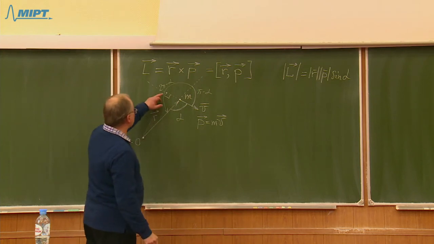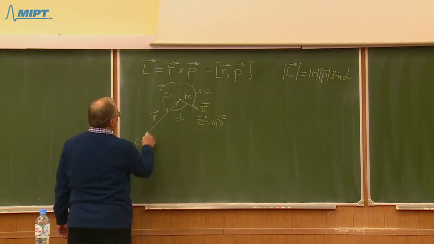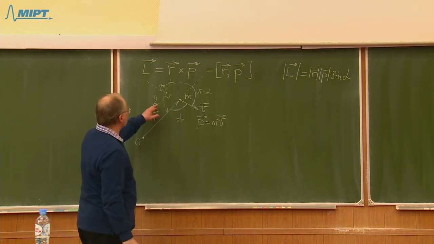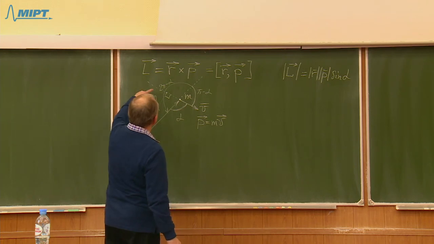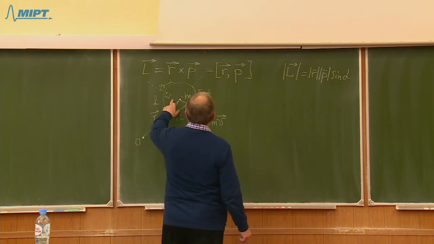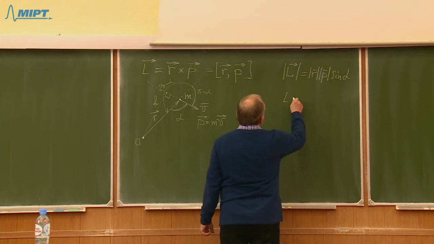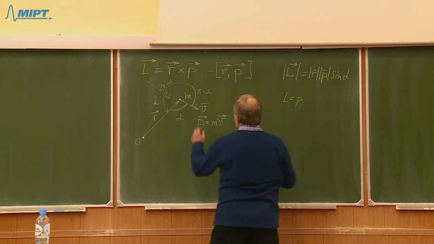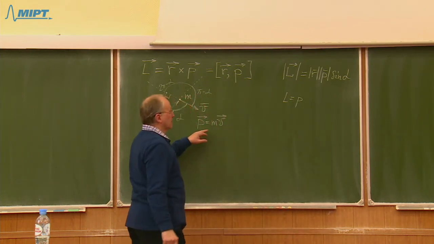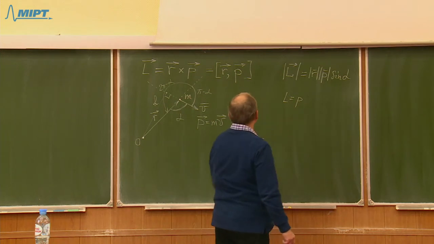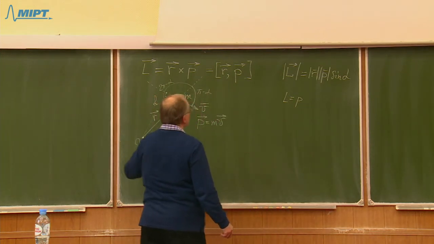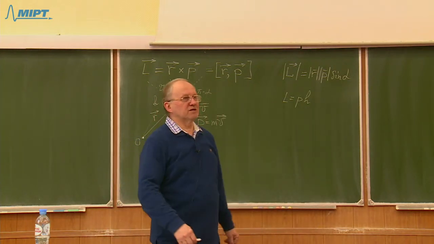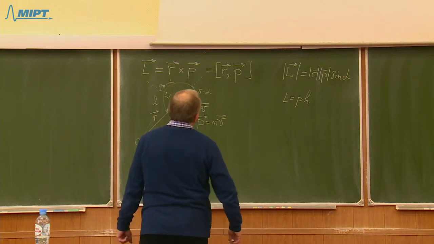If this angle is the right angle, then the length of this section will be h, the arm of this vector v. So in an elementary physics course, you were told that angular momentum equals the momentum of the body, p, not a vector, a scalar here in this formula, multiplied by its arm. That's an elementary school definition of angular momentum.